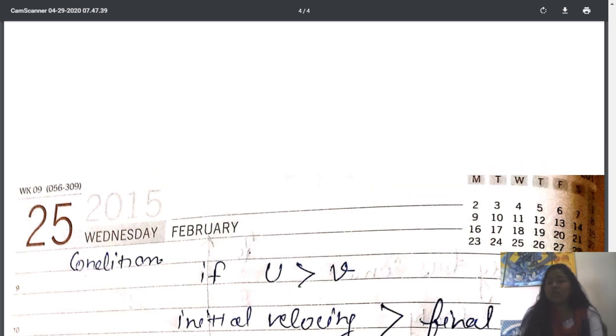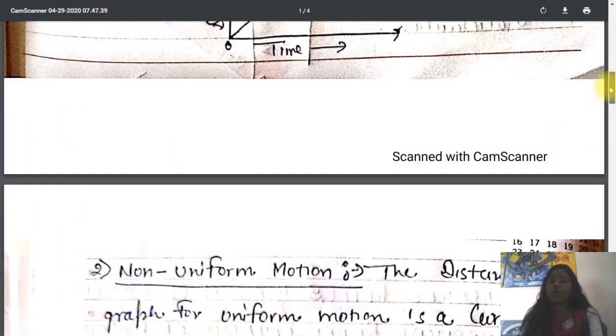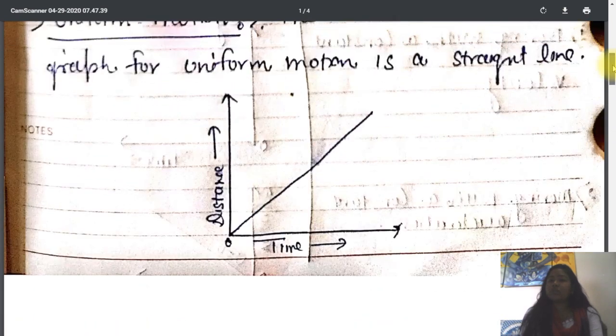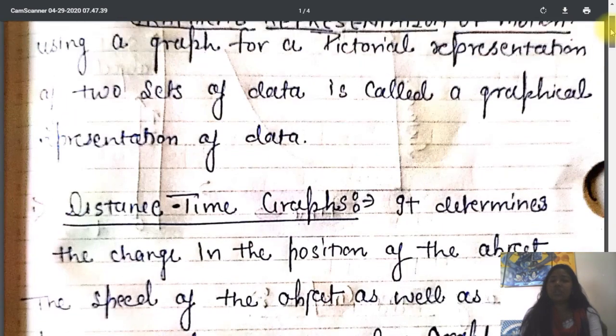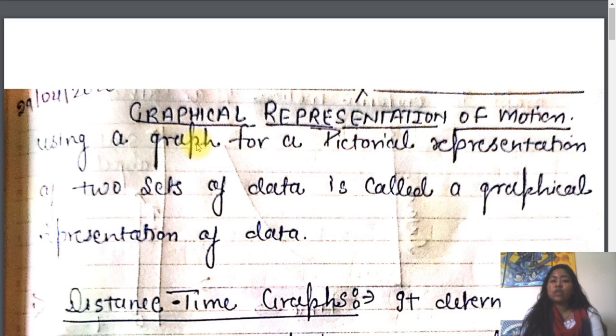I hope the graphical representation of the motion is clear to you all. This is one portion of the graphical representation of motion. In the next topic, we will define the equations of motion with the help of the graphical representation of motion. That is the most important part of today's topic.